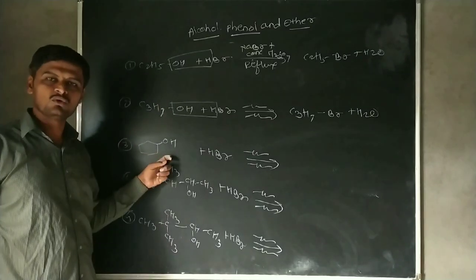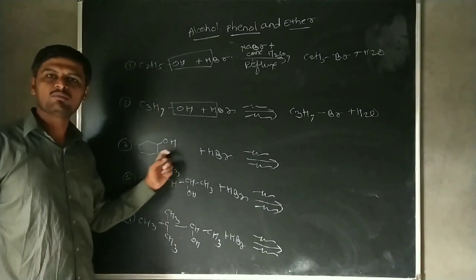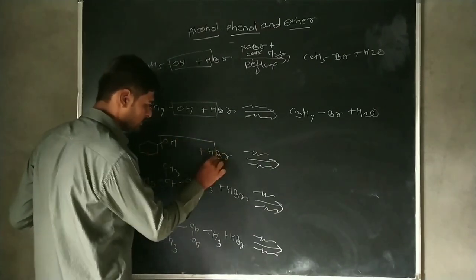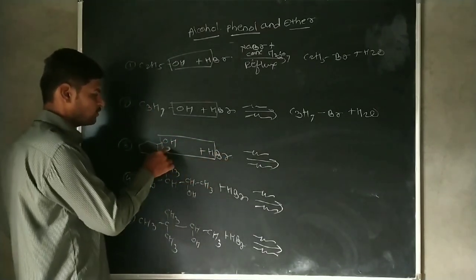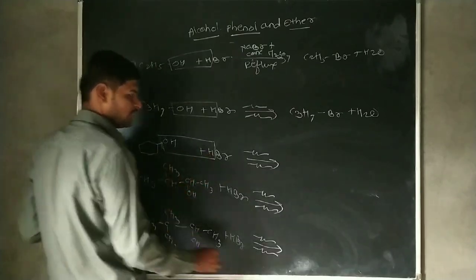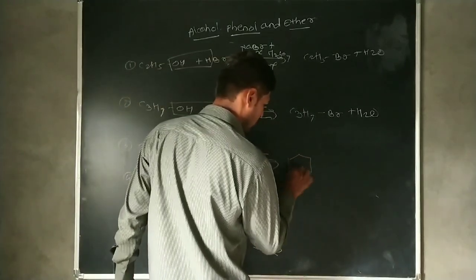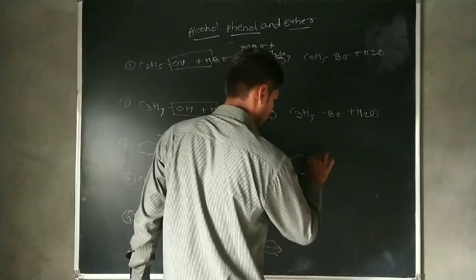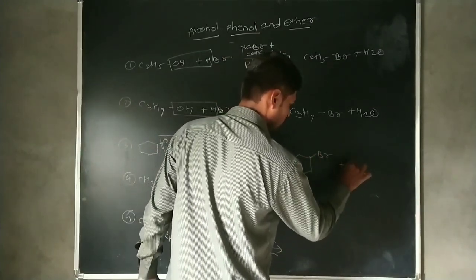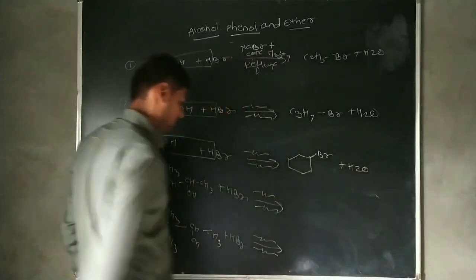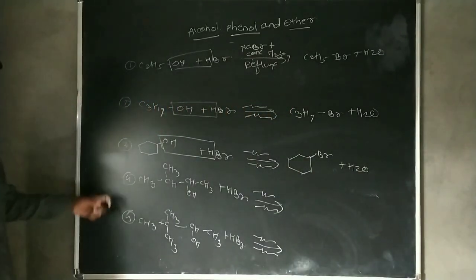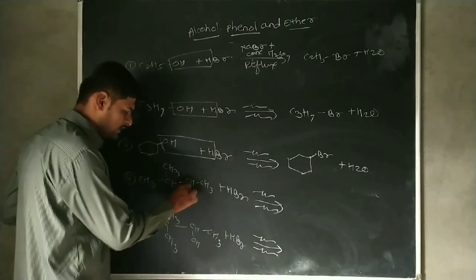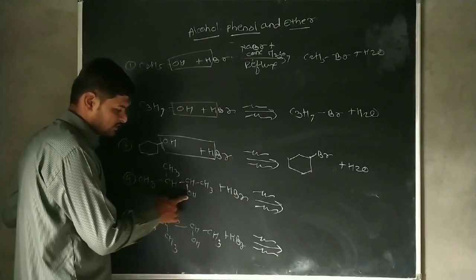This is a cyclic alcohol, but it is not an aromatic alcohol. Therefore the water molecule is also eliminated, the hydroxyl group from cyclohexanol and H from the HBr, and cyclohexyl bromide is formed plus a water molecule. But in these two examples, the fourth and fifth, a water molecule is eliminated.